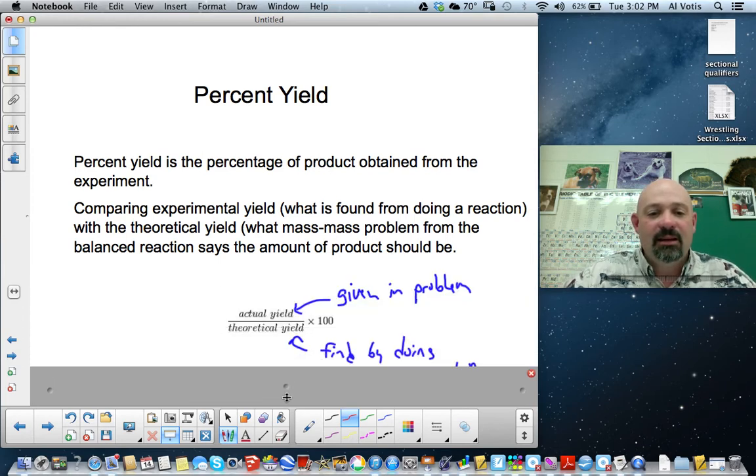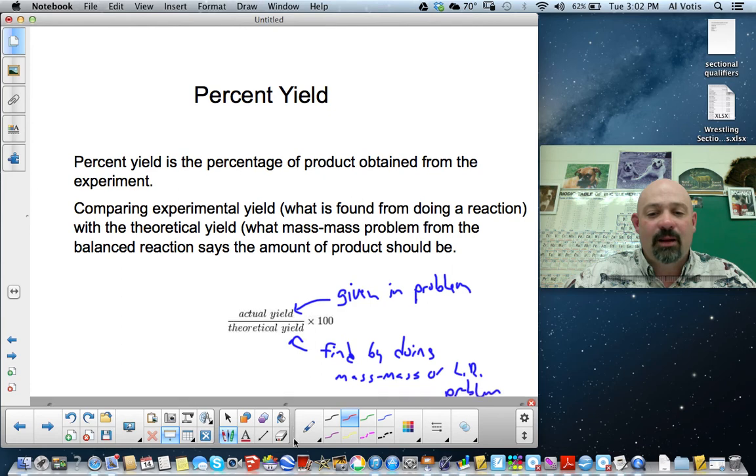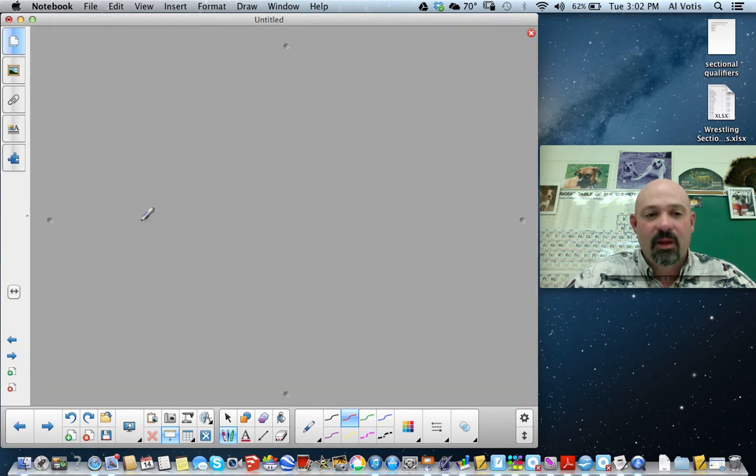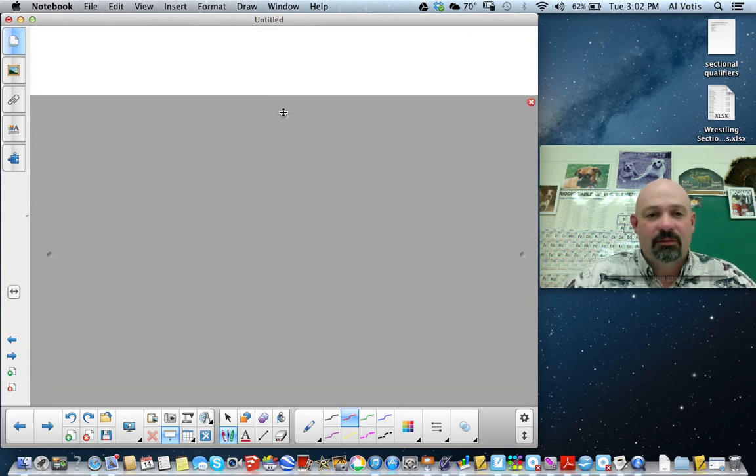And then your percent yield is very simply found by taking how much we got out of how much we should have got, actual divided by theoretical, and multiplying by 100. Now in our percent yield problems, they will always give us the actual yield. So we won't use that until the very end, but we have to find your theoretical yield by doing the same types of problems we've been doing. Now simple examples here first of all, I believe.